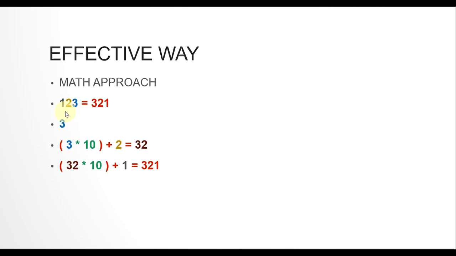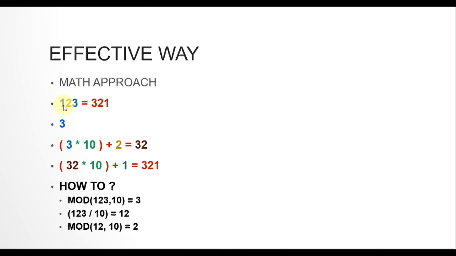So we'll not look at all those approaches. We'll look at this effective way of doing it. Okay, how can we achieve this? First of all, how can I get 3 out of 123? What can help me? The modulus function, right? MOD. You give it two variables, first and second. It will divide the first by the second, so it will divide our 123 by 10. What is the remainder? 3, right? So we get 3 out of there.